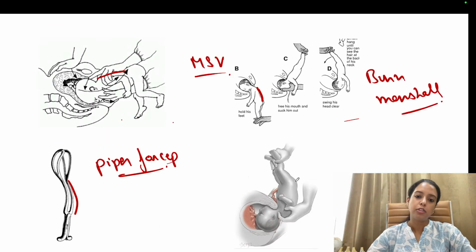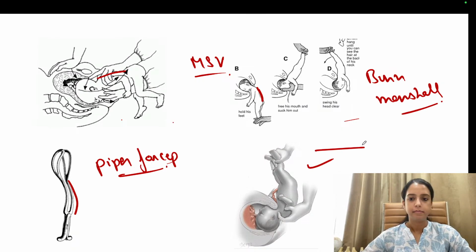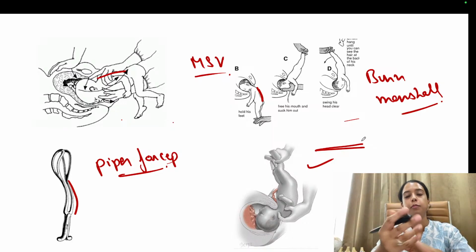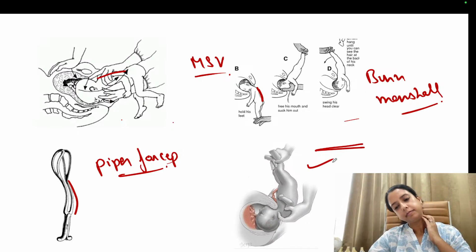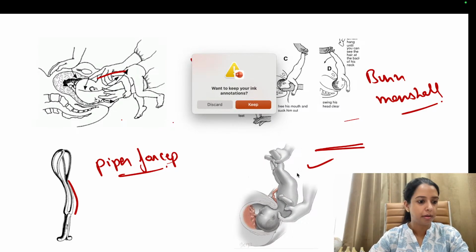Sometimes the back turns posteriorly. So when the back turns posteriorly, we do this maneuver. Can someone tell me the name of this maneuver? Again, it has slipped out of my mind. What is the name of this maneuver when the dorso is posterior? To deliver a dorso posterior baby?